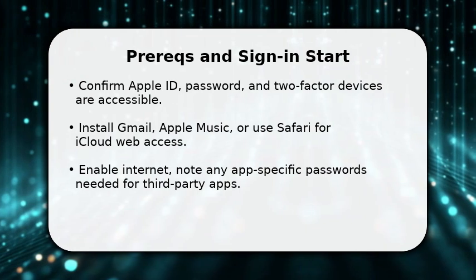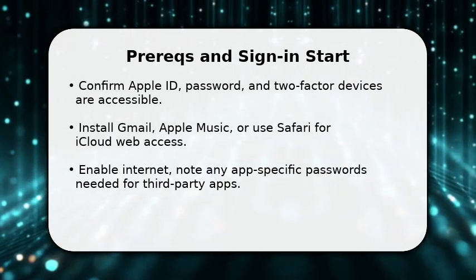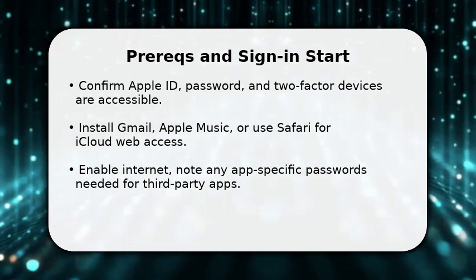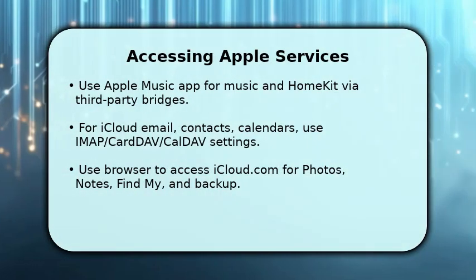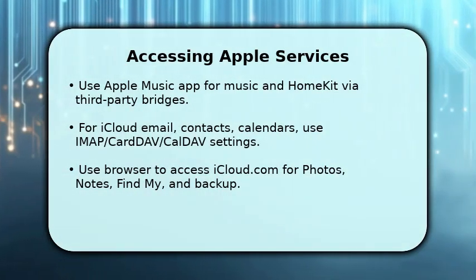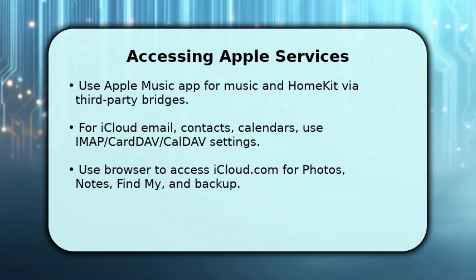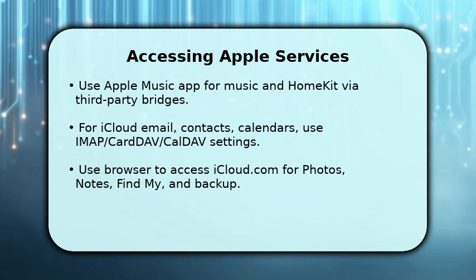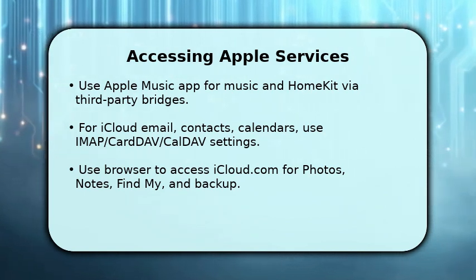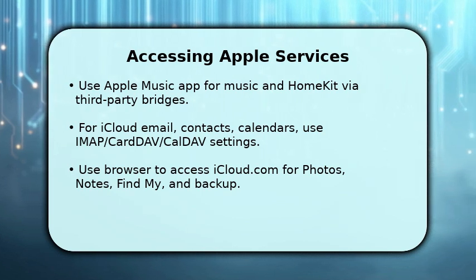Now sign in with your Apple ID where prompted and respond to the two-factor request immediately. Next, you map which Apple services you need and choose the Android path: native apps, standard protocols, or web. For email, contacts, and calendars, set up IMAP, CardDAV, and CalDAV using your Apple ID credentials and an app-specific password. This lets your phone sync.